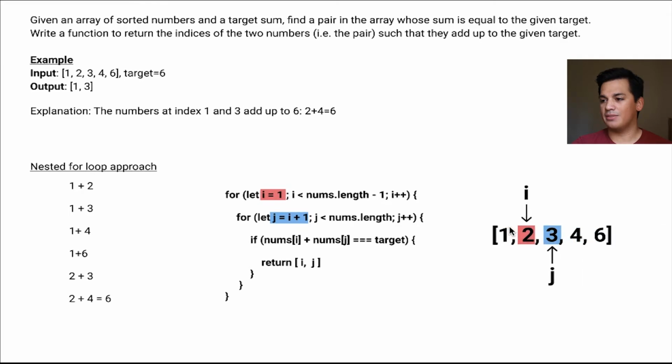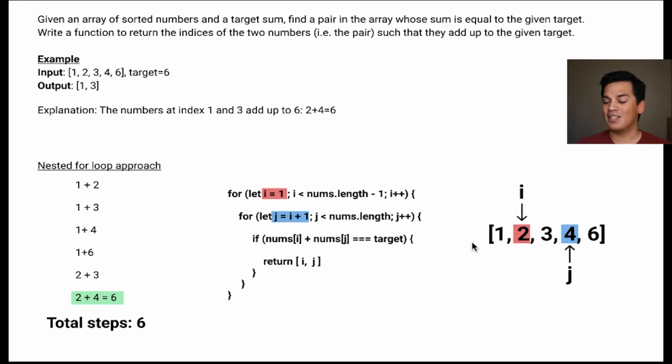So we reset. Now i equals 1. j equals i plus 1, which is now 1 plus 1 equals 2. So at index 1 and index 2, we will keep going. 2 plus 3 does not equal 6. So we move forward. And here, 6 steps later, 2 plus 4 does equal 6. So now that we have found a sum that equals target, we can return index 1 and 3, since the numbers at index 1 and 3 do equal 6.